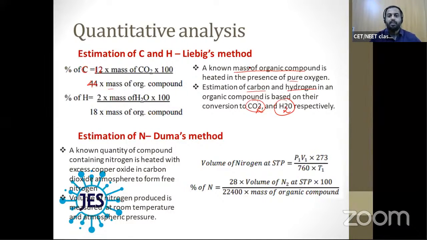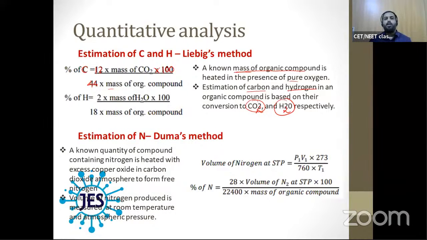I told you, right? Before starting the experiment, you should have weighed the compound. That is the mass of organic compound. And this must be multiplied by 100 at the end. That's when you get it as a percentage for every 100. This is the formula you're supposed to use to find out carbon. Okay.